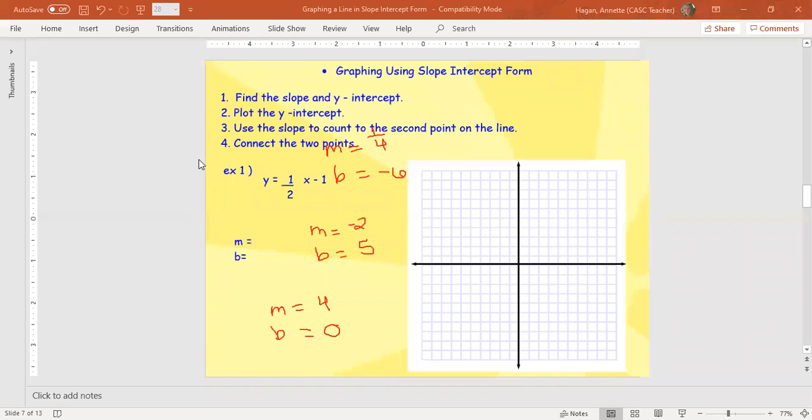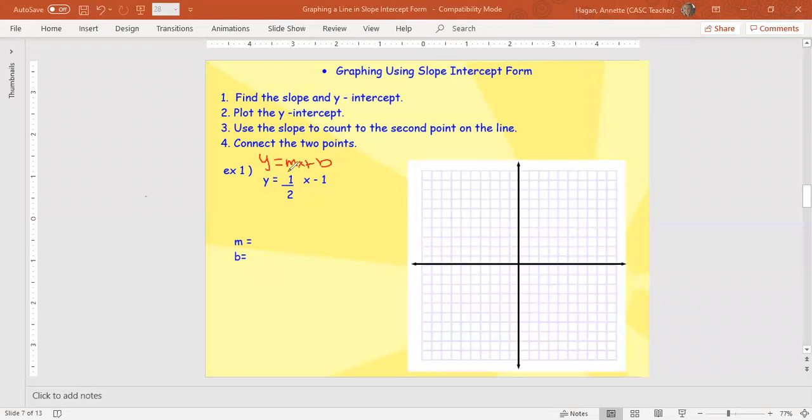Okay. All right, so how do we actually graph using slope-intercept form? It is very easy. First thing we have to do is find the slope and the y-intercept. Then we're going to plot the y-intercept and use the slope to count to the second point. Okay, and then we're going to connect the 2 points. It is that easy. So we're going to start with our formula y equals mx plus b.